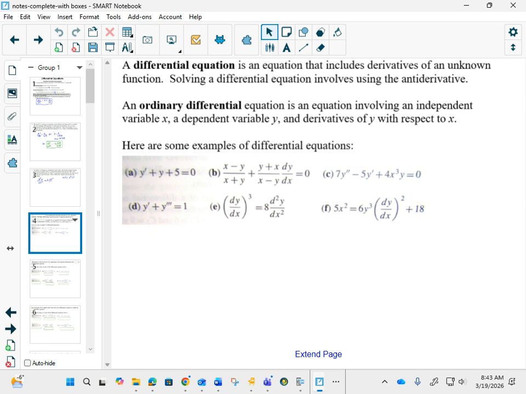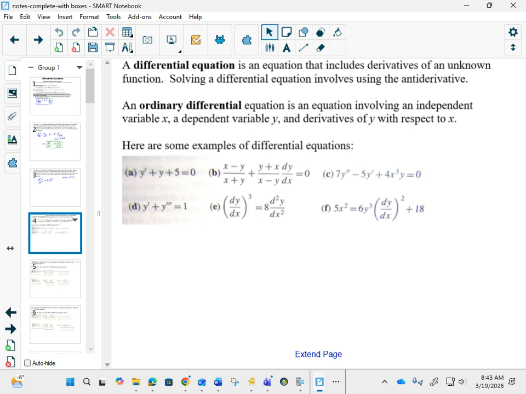And an ordinary differential equation is an equation involving an independent variable x and a dependent variable y, and the derivatives of y with respect to x. So any differential equation has derivatives built into it.